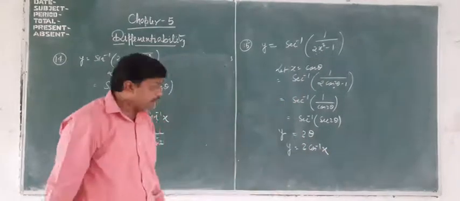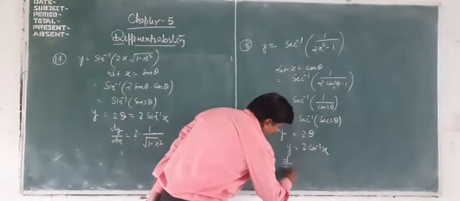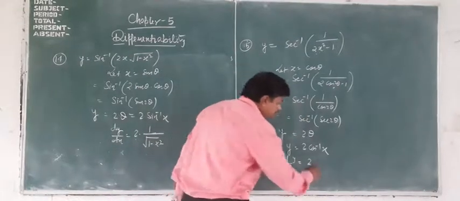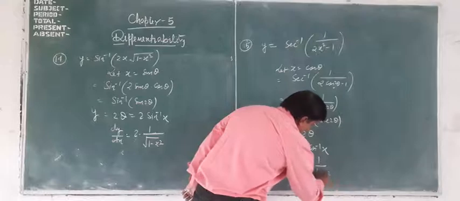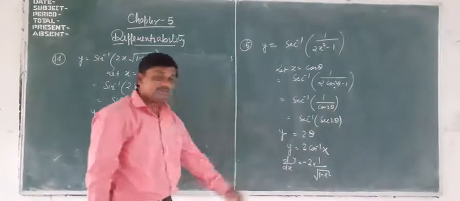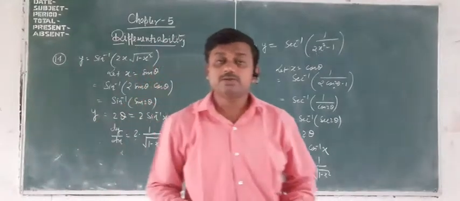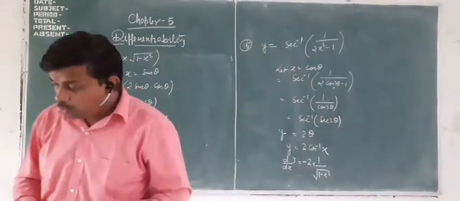Now using the derivative, dy by dx is 2, and the derivative of cos inverse x is minus 1 upon under root 1 minus x square. So this is the derivative of the last question. All questions of this exercise are very easy. So I think the exercise is over.